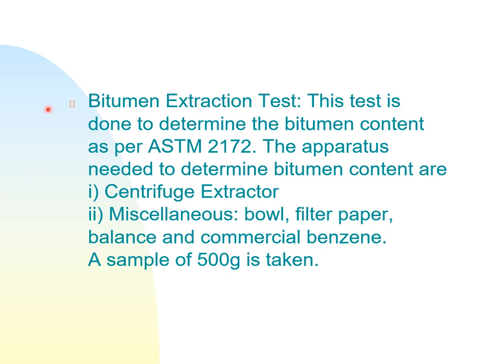Bitumen extraction test. This test is done to determine the bitumen content as per ASTM D2172. The apparatus needed to determine bitumen content is a centrifuge extractor. Miscellaneous items are needed: bowl, filter paper, balance, and commercial benzene. A sample of 500 gram is taken.